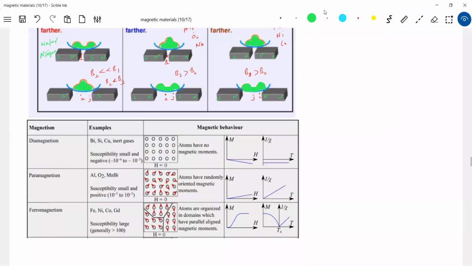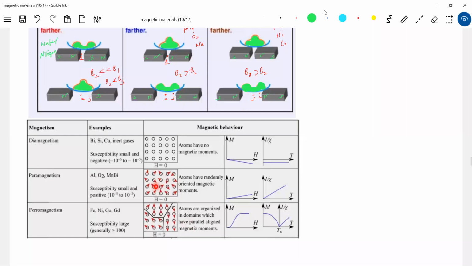Earlier it was said: diamagnetic atoms have no magnetic moments. Paramagnetic atoms have randomly oriented magnetic moments. Ferromagnetic atoms are organized in domains, which are parallel aligned magnetic moments. Are you getting it? The domain idea will come; we should not go for individual atoms here. In a paramagnetic substance, each individual atom is like a tiny magnet and they are randomly arranged. That's why there's no magnetic field.